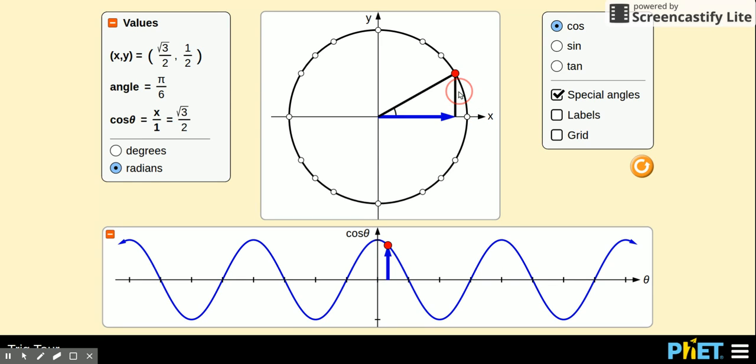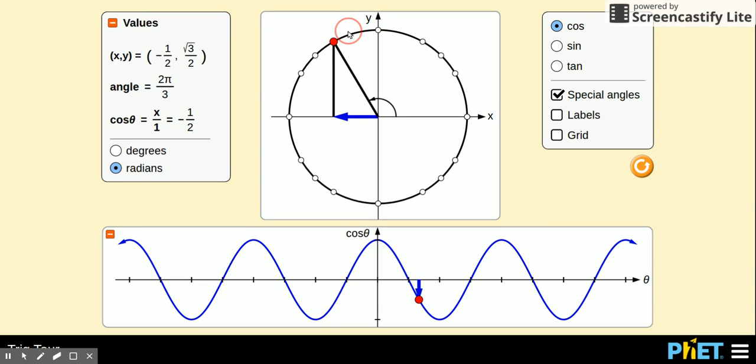And as time goes on, as we start to move around the circle, that horizontal displacement is going to get shorter as we move to a more vertical position. And as we get all the way up to pi over 2 radians, or 90 degrees, we can see that we have 0 horizontal displacement at all. So we've moved from a positive maximum to 0.